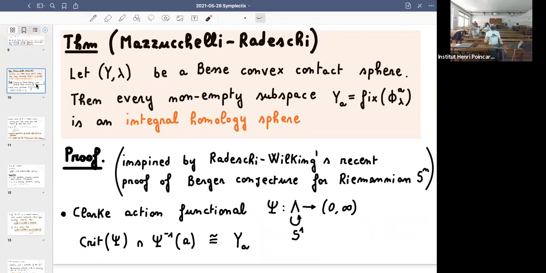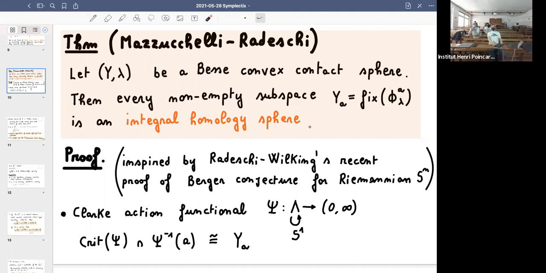So let me first read the theorem, and then I need to make some comments about it. The theorem says that if you have a Besse convex contact sphere Y, then you look at its subspaces, what I called before Y_A, which I remind you is the subspace of aperiodic Reeb orbits. Now, each of these subspaces, which we know is a collection of contact submanifolds, is indeed connected, and it's actually an integral homology sphere.